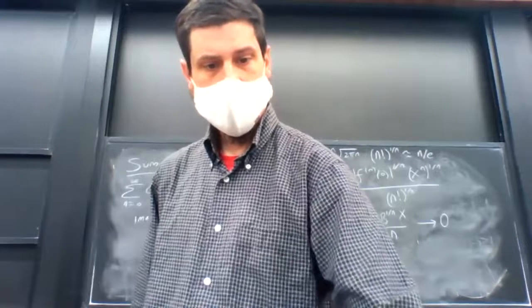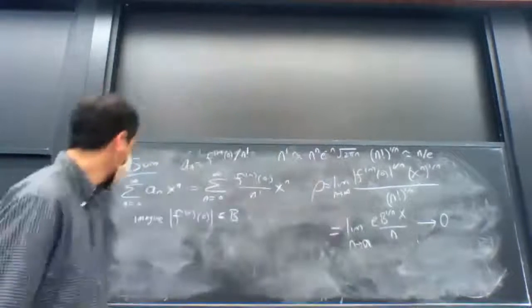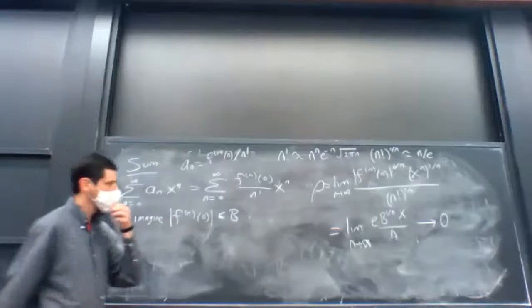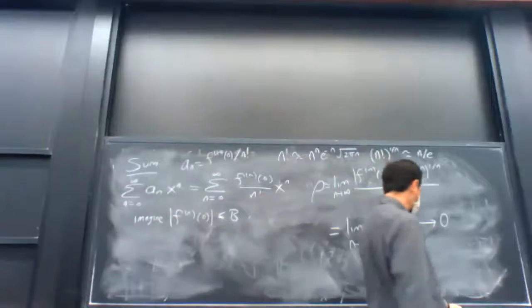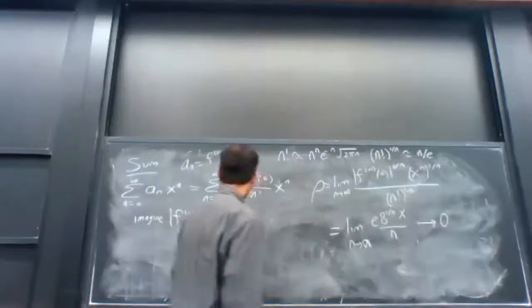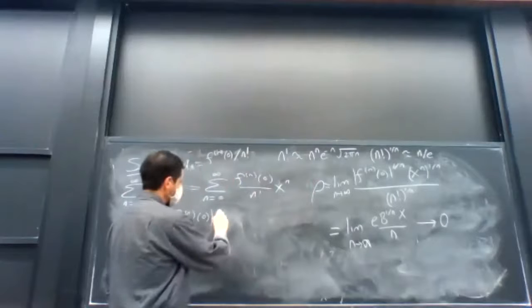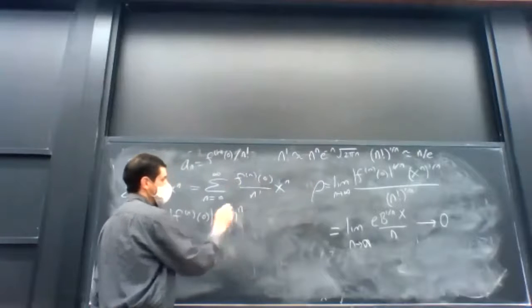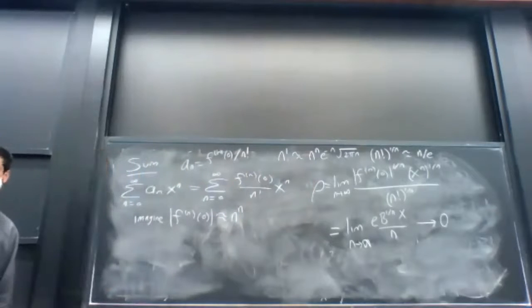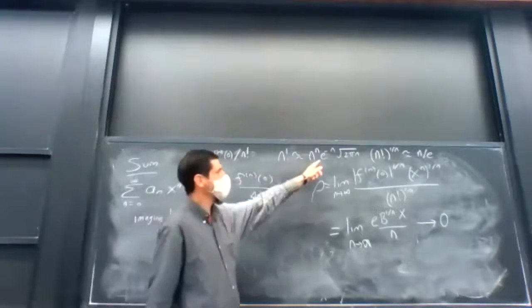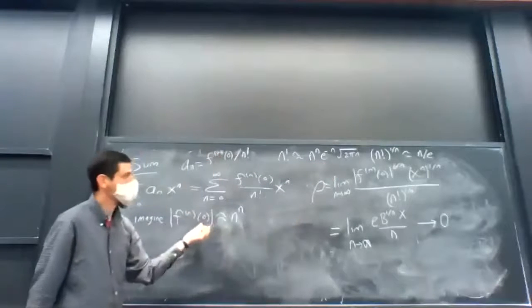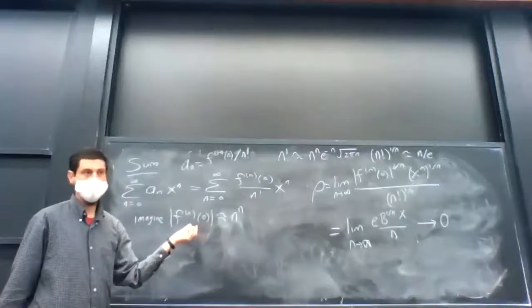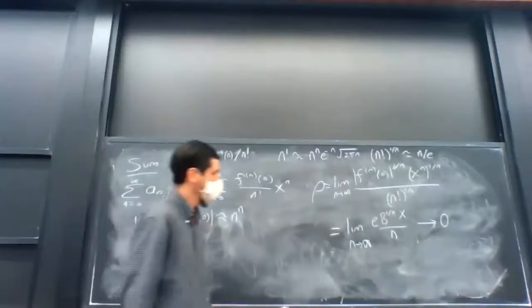Okay, so now let's imagine that instead of having the nth derivative, let's say the nth derivative was really large. Let's say it's approximately n to the n. Well, n factorial is like n to the n e to the minus n, so this is much, much larger than n to the n. Let's see what that would do.